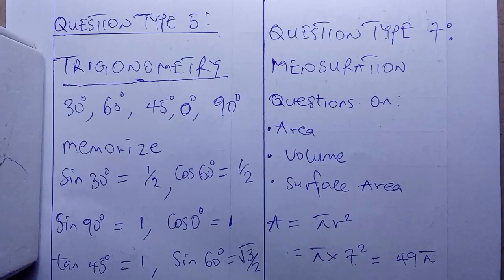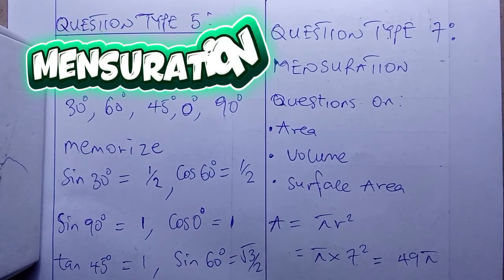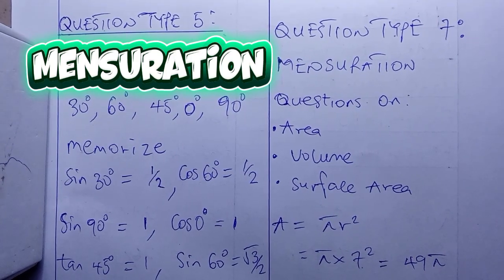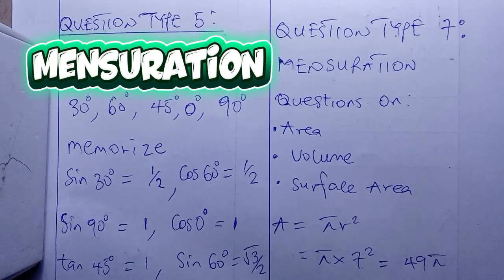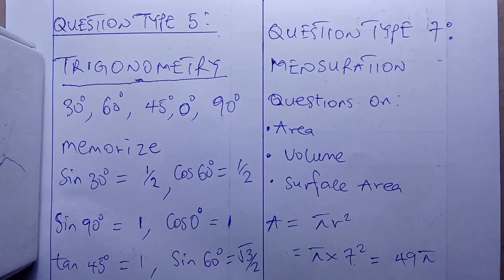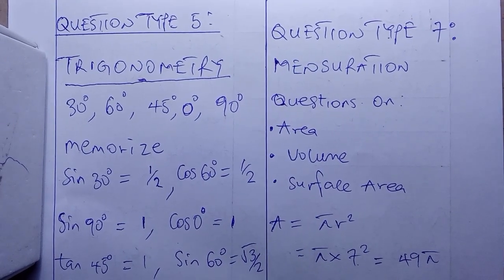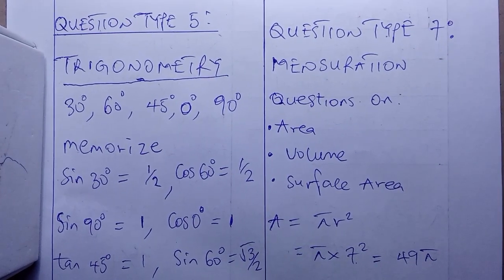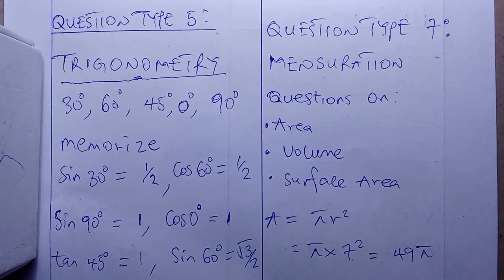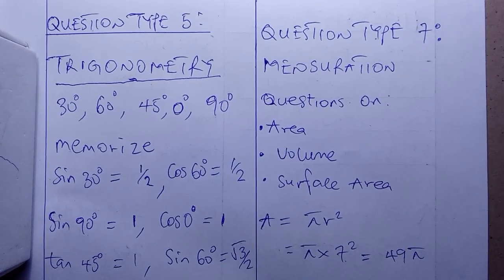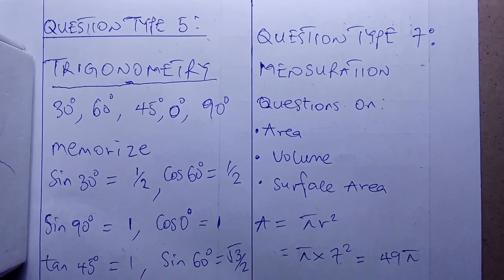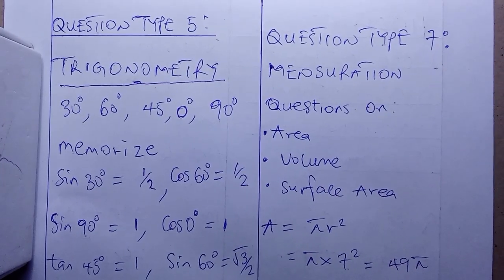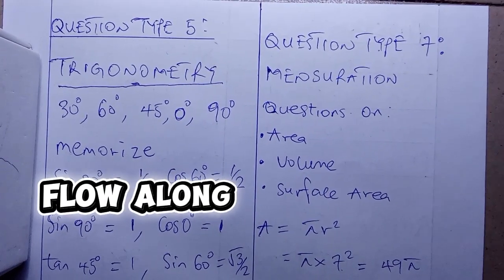Question type 7, mensuration. This is almost guaranteed. Yes, that's why I love asking questions on mensuration. Mensuration is one of the best areas for WAEC mathematics. WAEC asks questions on area, volume, surface area. For example, WAEC can tell you to find the area of a circle if its radius is 7 centimeters.